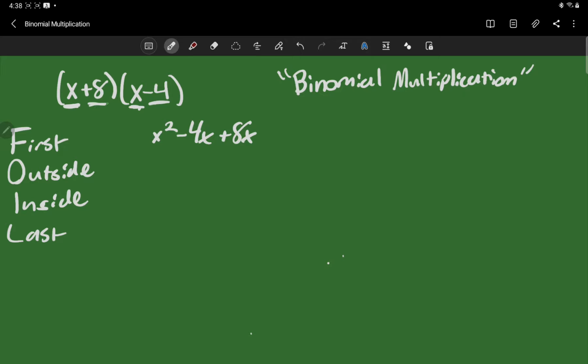And then finally you would go to the last terms, and that would be plus 8 and minus 4, and that would just be negative 32. And if you realize, these are like terms because they both have the x at the end, so this can be rewritten as x squared, 8 minus 4 is just going to be 4x, minus 32.